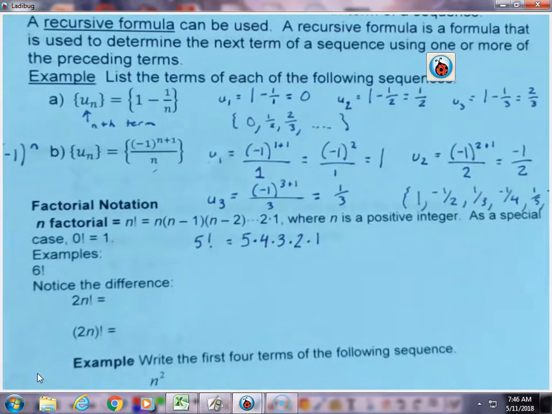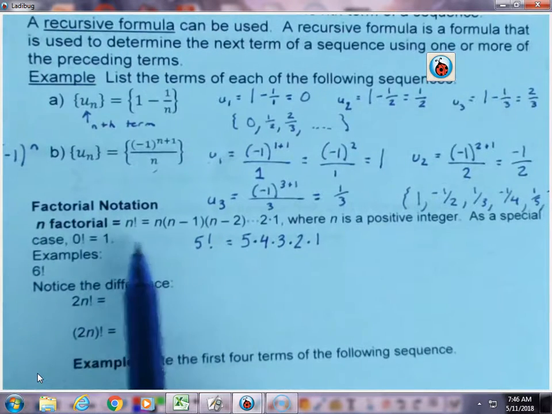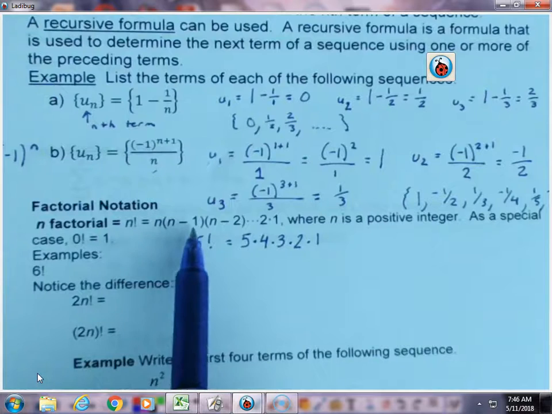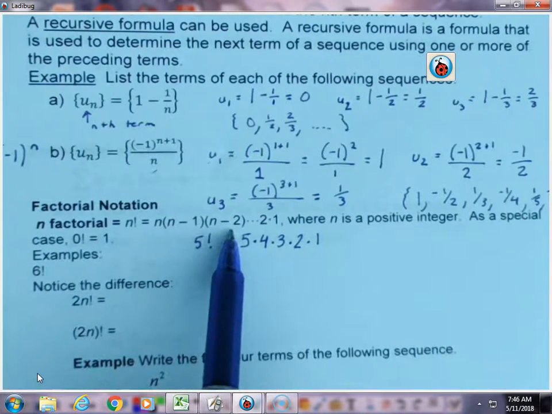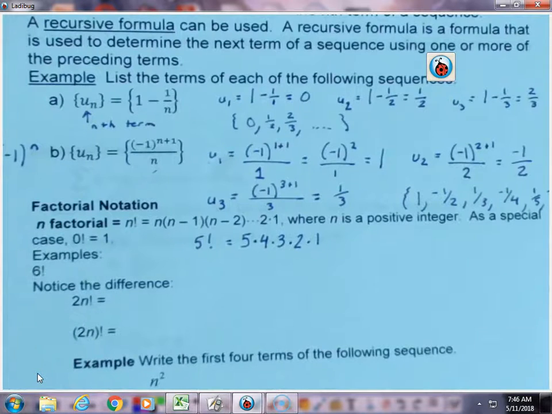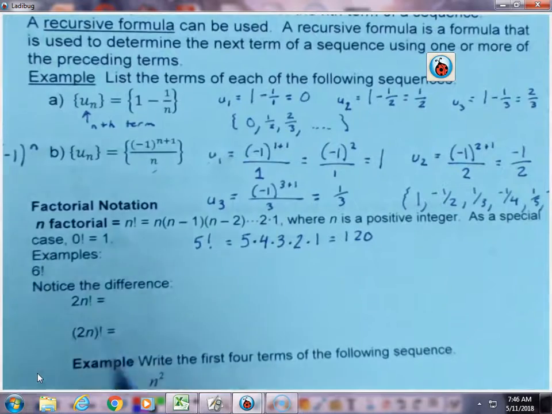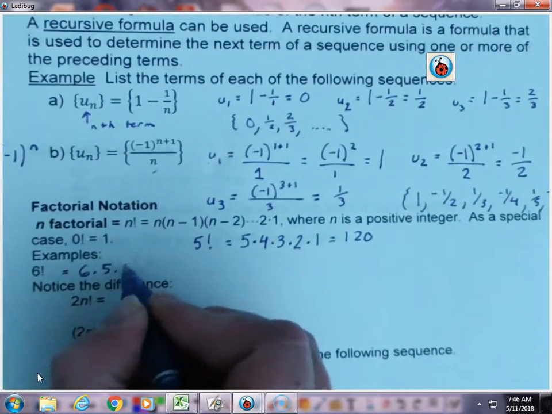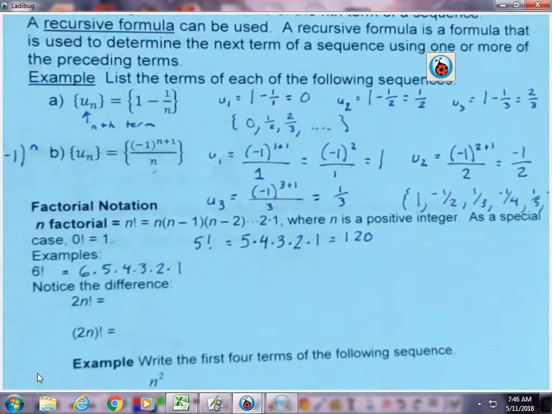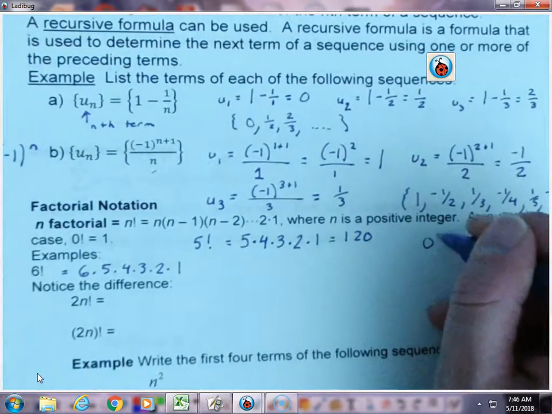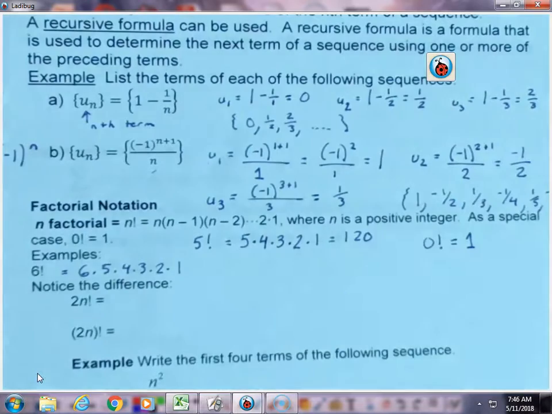So this is the actual definition. You start with n, and you multiply by going down by 1 every time until you get down to 1. You read that as 5 factorial. So what do we got there? 20 times 6, so 120. So 6 factorial would just mean 6 times 5 times 4 times 3 times 2 times 1. 0 factorial is defined to be 1.